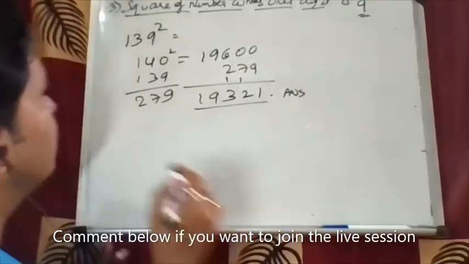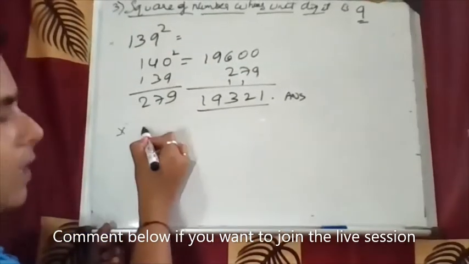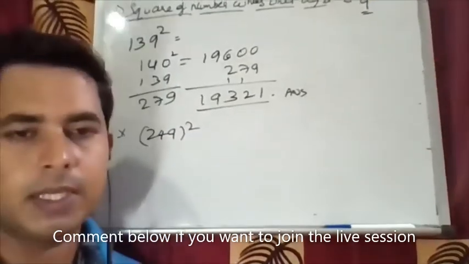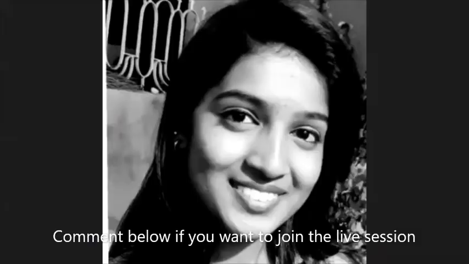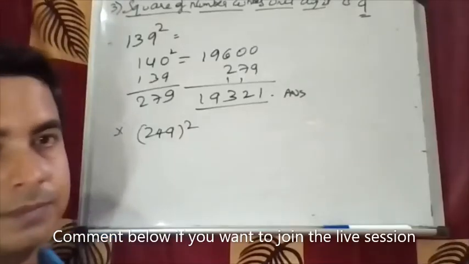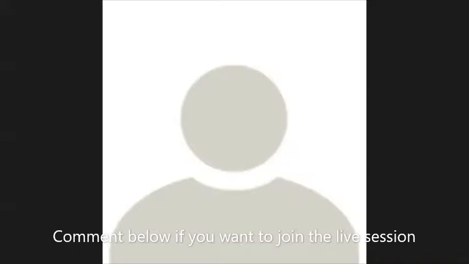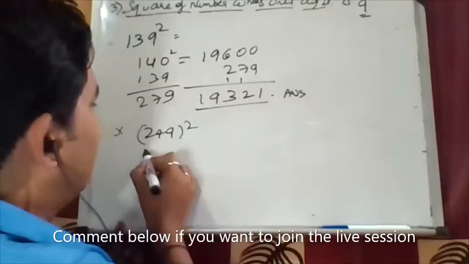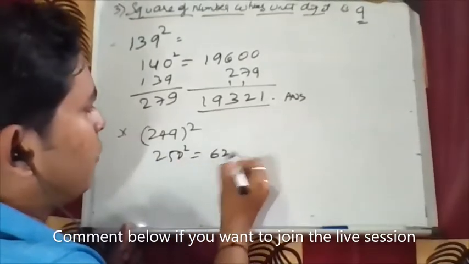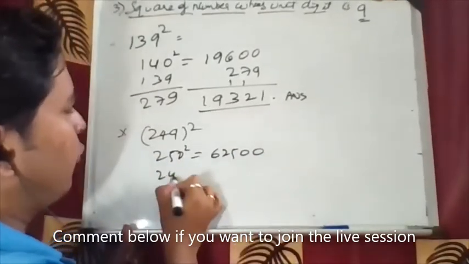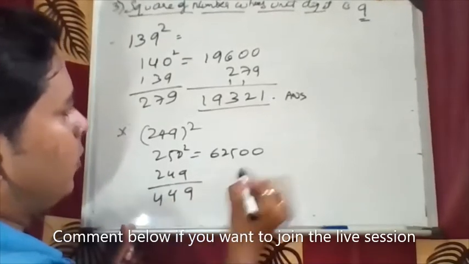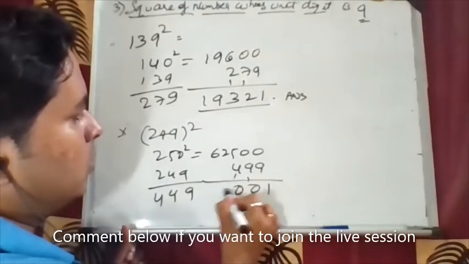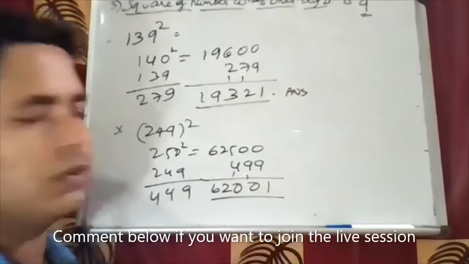I'll take one last example in this concept, that is 249 square. Do this. This is the last example in this concept. 62001. Yes, sir, 62001. Okay, 62001. How was it to be done? 250 square is 62500, and add 249 and 250, which is 499, and subtract here. 62500 minus 499 is 62001, that is the answer.